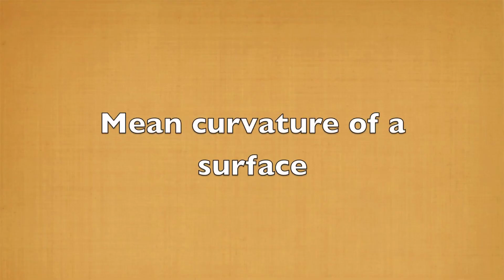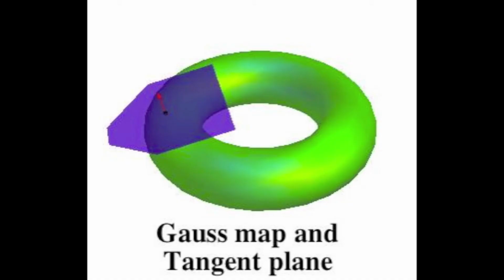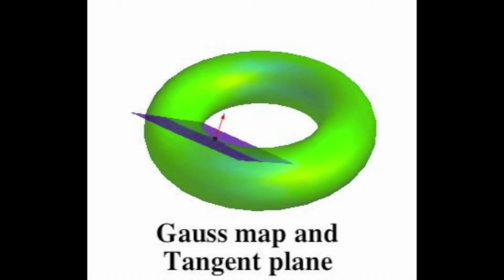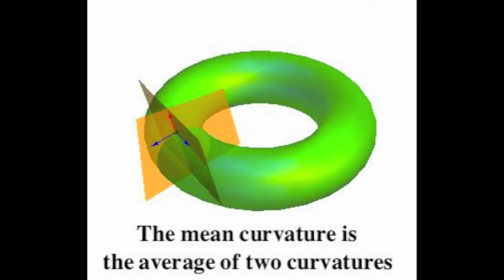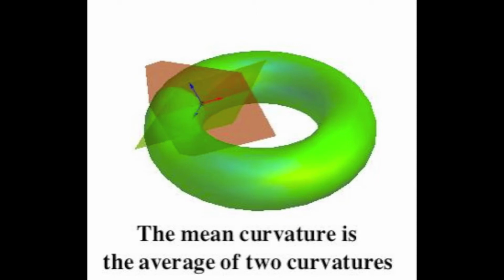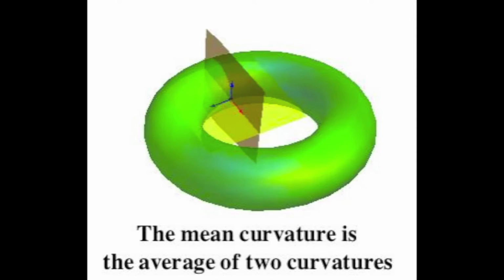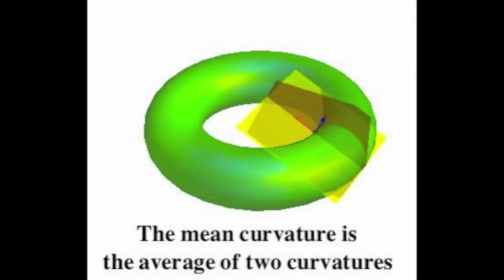We can define the mean curvature in the following way. First, we define a Gauss map. Then, we pick a pair of tangent directions to the surface that are perpendicular to each other. Each tangent direction, along with the normal vector, defines a plane that intersects the surface on a curve. Since this curve lives in a plane, we can consider its curvature. The average of the curvature of the two curves is called the mean curvature.